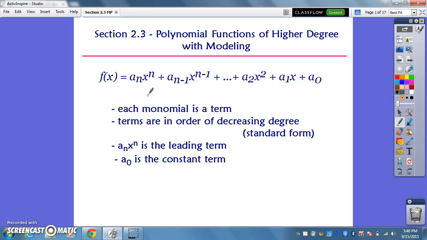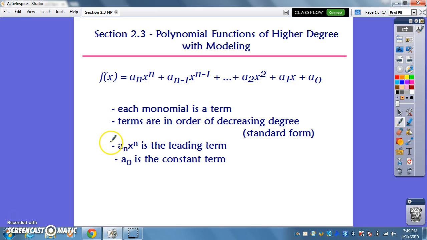Long story short, it has to have non-negative integer exponents, which means they can't be negative and they can't be fractions, and all the way down to a constant term if there is one. Each monomial is a term. Terms are in order of decreasing degree. That's what we call standard form. So you would always want to start with the highest exponent first, down to the lowest exponent, and then finally ending with your constant term.